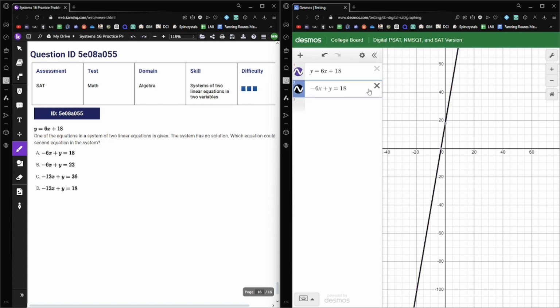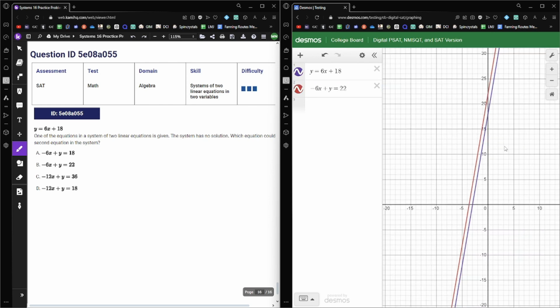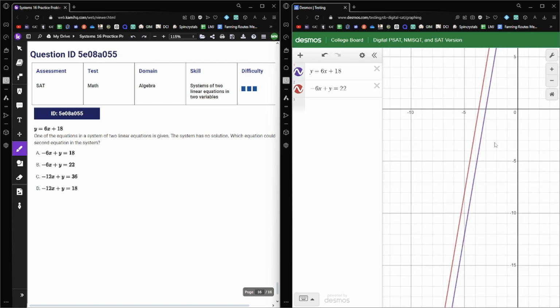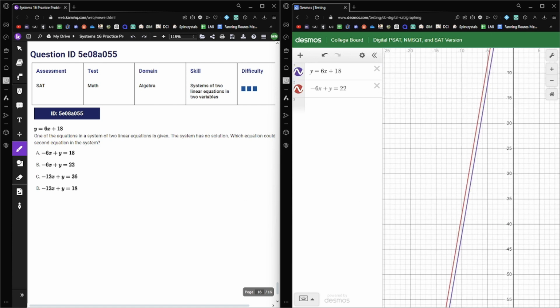They're the exact same line, so that's going to be infinitely many solutions, so not A. -6x plus y equals 22. Okay, I like that. So B is our answer. I'm gonna try the rest though, because this one's not a fraction, so I will try the rest.